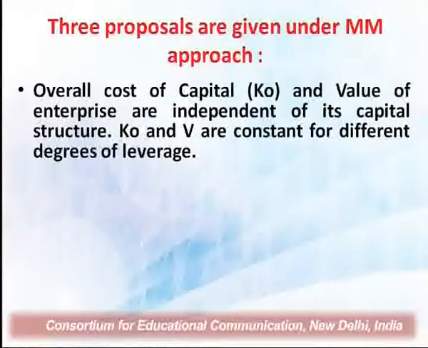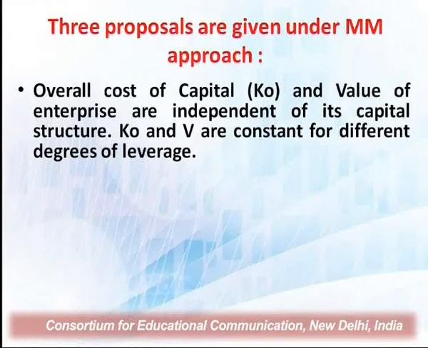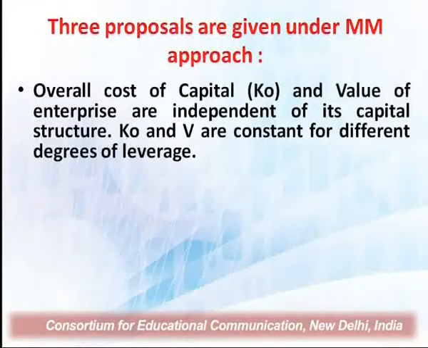Let's try to understand. The first proposal of the Modigliani and Miller approach says that overall cost of capital, that is KO, and value of enterprise, that is value of firm, are independent of its capital structure, which means that KO and value of firm have no relationship with the capital structure. They are saying that KO and V, that is cost of capital and value of firm, are constant for different degrees of leverage, which means that if you are changing the degree of leverage, there is no impact of it either on KO or on V, that is overall cost of capital and value of firm.